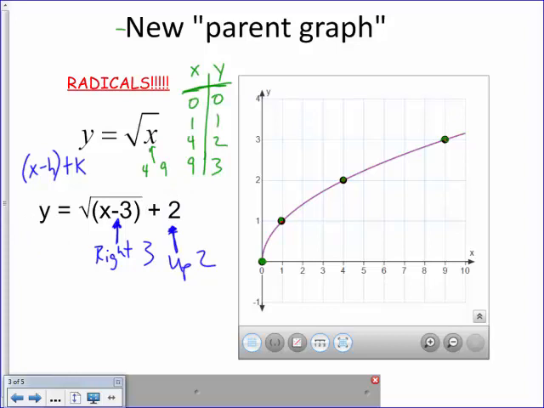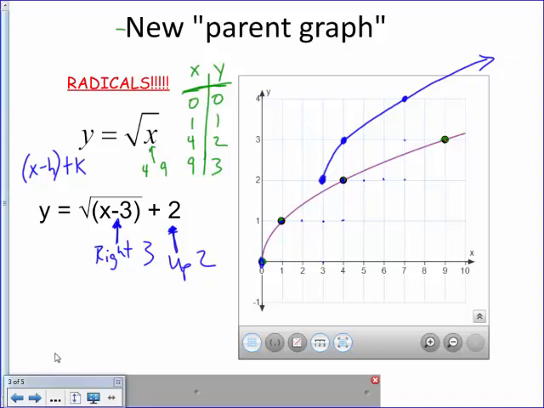We've already talked about all that stuff. So if I think about this, just grab a couple points and do it. If I grab my original, right 3, up 2. So that would be my new start. And then grab the next one. 1, 1 would go right 3, up 2. And then my next one would go right 3, up 2. So it should look like that. But remember, it stops right there.